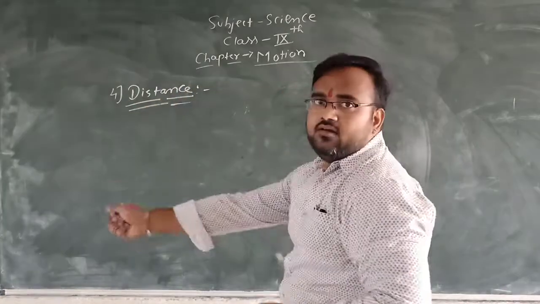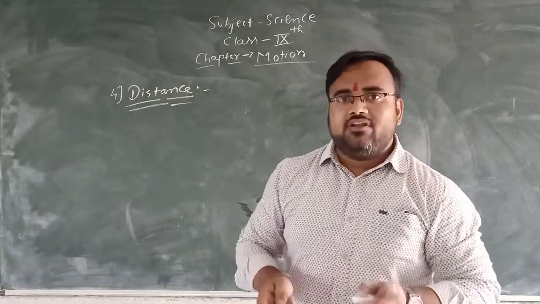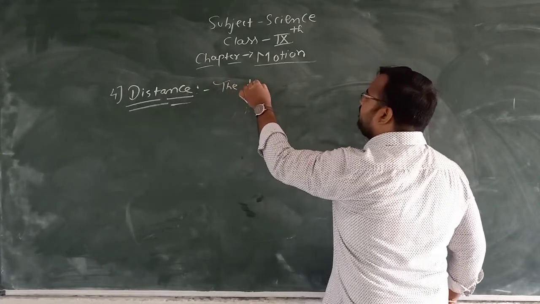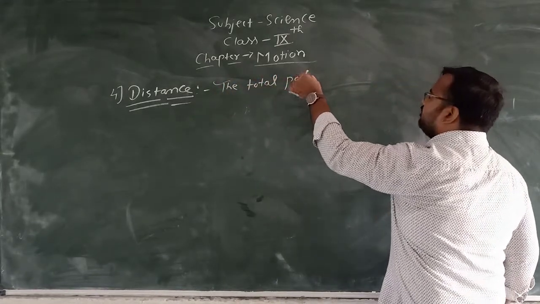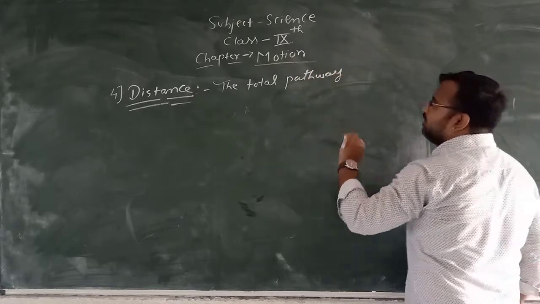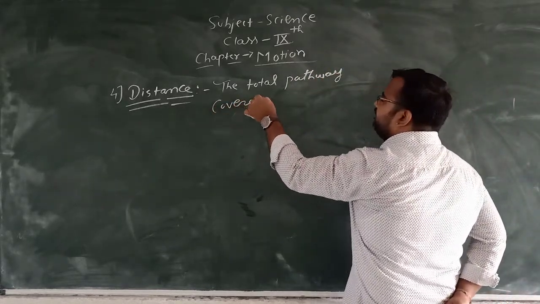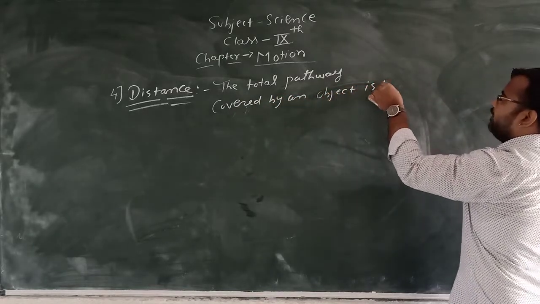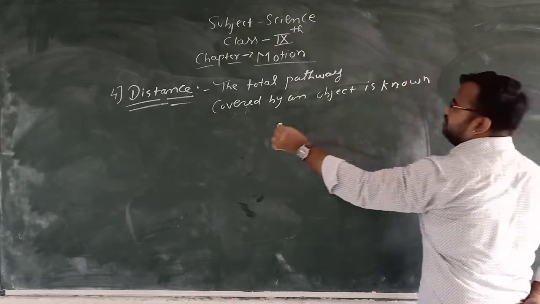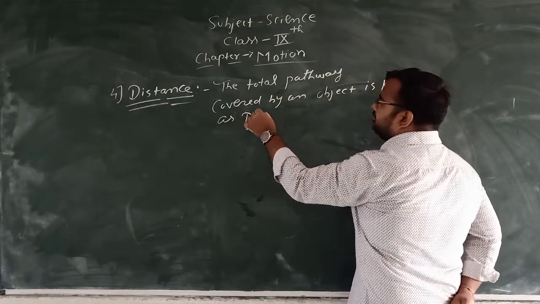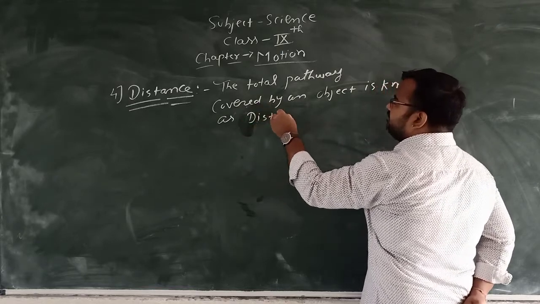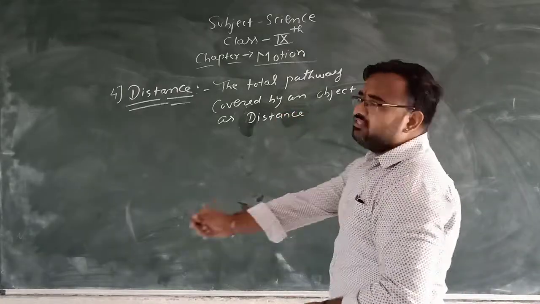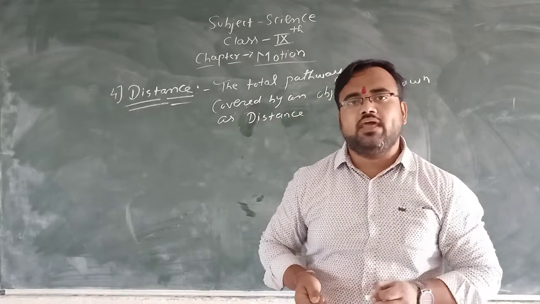Now what is distance? First we will write the definition of distance, then we will understand distance. The total pathway covered by an object is known as distance. The total pathway covered by any object is known as distance.